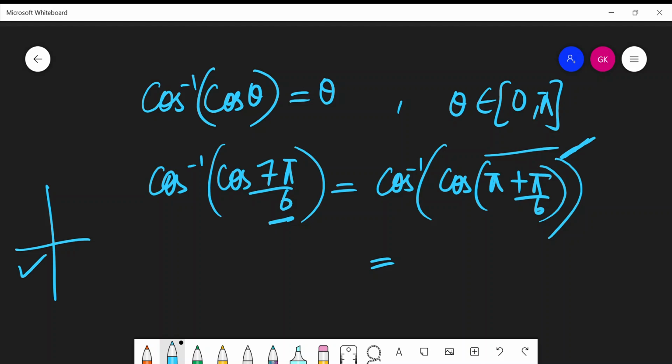What happens in the third quadrant? Cos is negative. So this is cos inverse of minus cos pi by 6, because in the third quadrant, cos is negative.